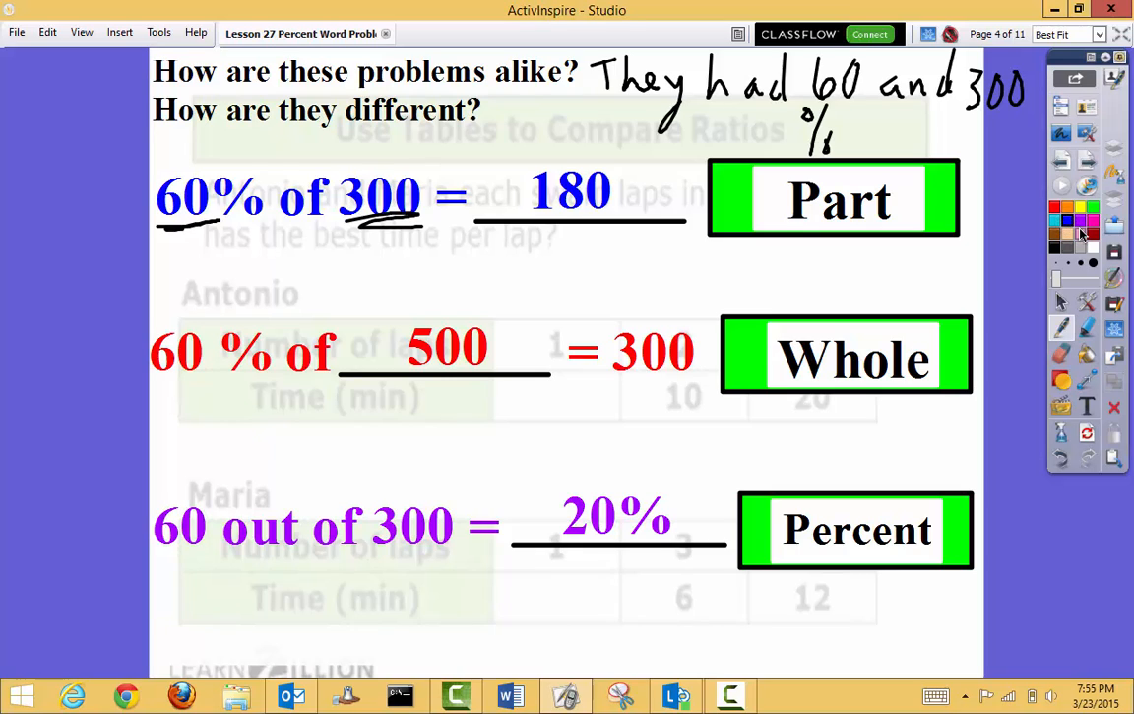Now, how are they different? Well, that's my bigger, harder question. They're different because I was only given part of the information. In this one, I was given my percent and my whole, but I was looking for that part. In this problem, I was given that percent and a part, but I was looking for a whole. In this last one, I was given a part and a whole, and I was looking for a percent. So they were different in the information that I started with and the information that I was looking for.